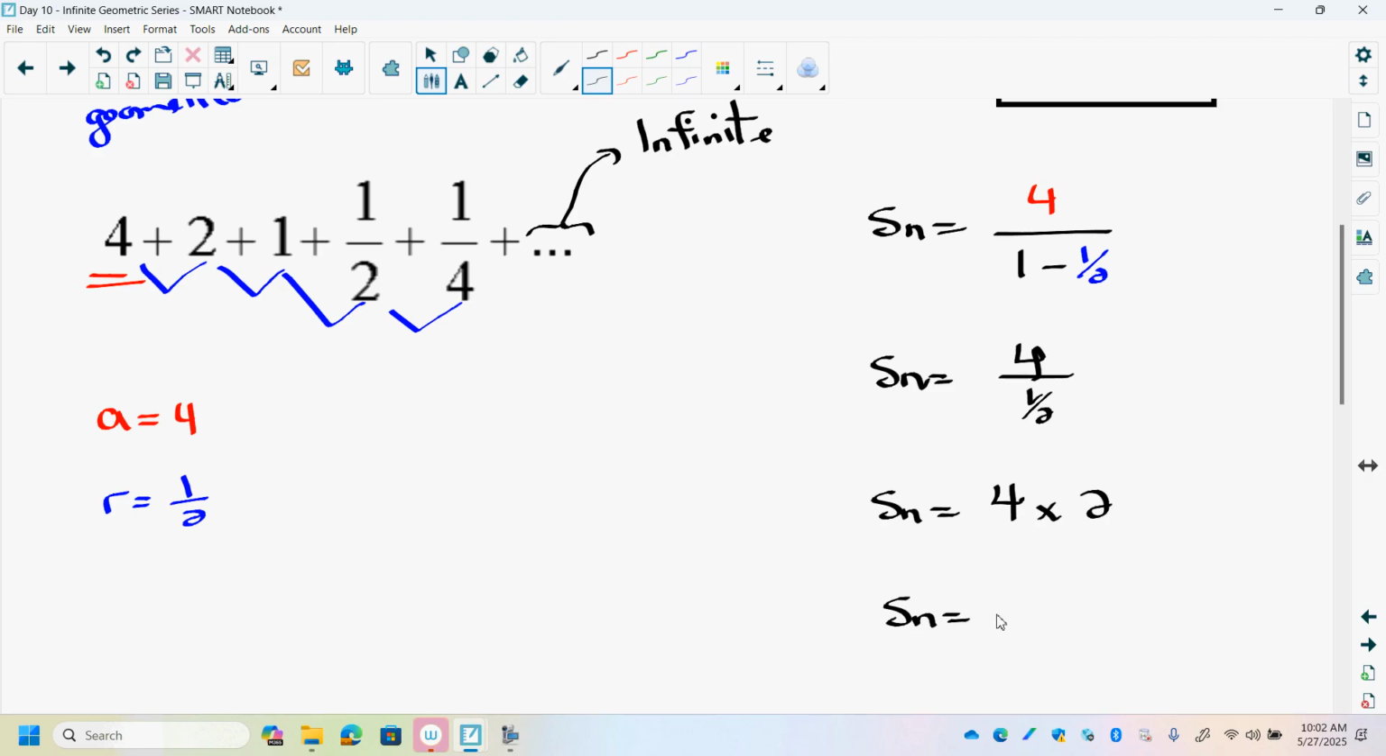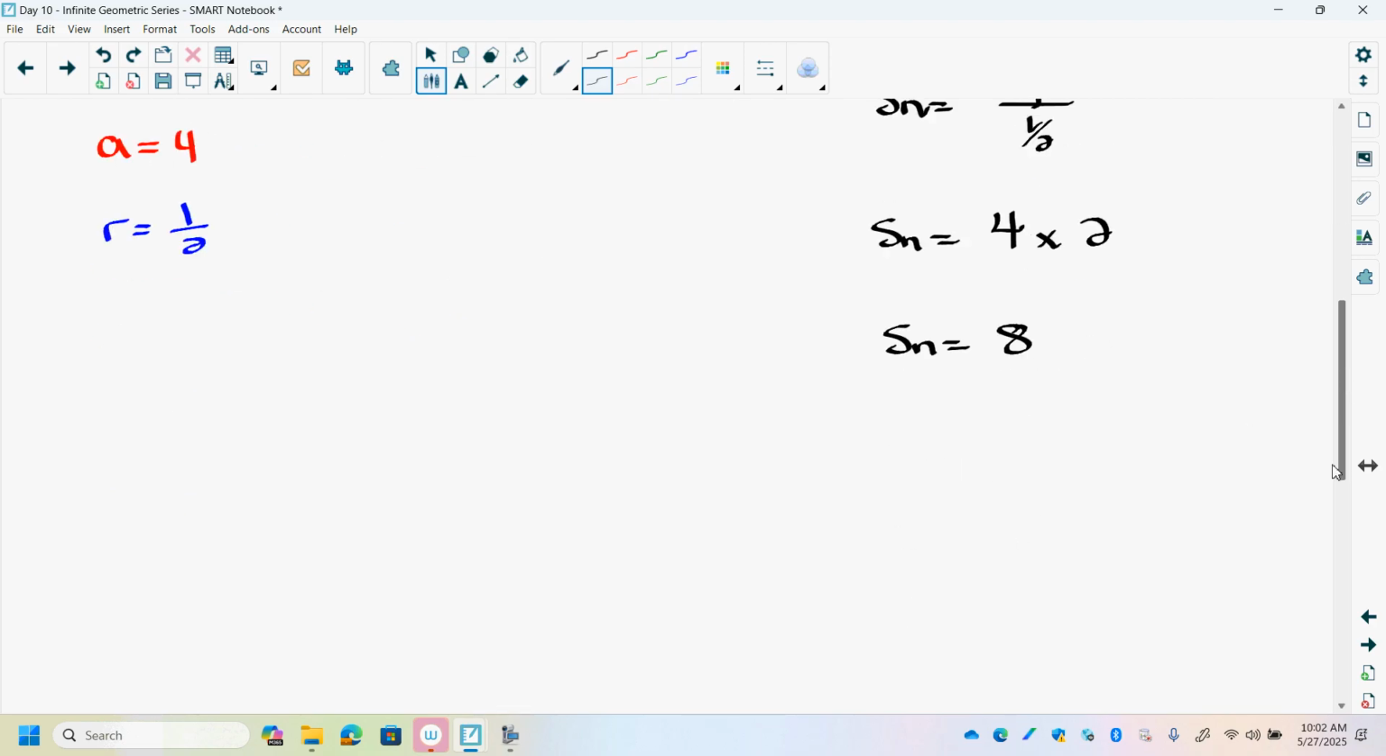So what's the sum going to equal? 8. And just for proof, look at this. S1 would be 4. The sum of the first two, 4 and 2 is 6. The sum of the first three, 4, 2, and 1, then I'd get 7. Then I'd get 7.5. I'd get 7.75. You can tell that that is converging on 8. It has a sum. What about this next one?